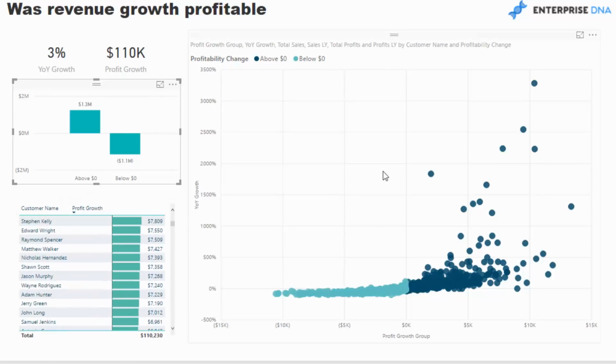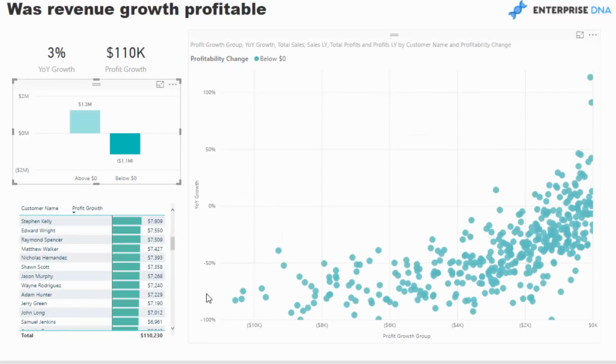With this chart, I can dive in and look at the customers that decreased profit. I can click in there, and in this scatter chart you can see our profit growth, where the profits are declining because they're all negative. On the other axis, I think that's the y-axis, you can see the year-on-year growth. We're trying to drill into these customers where the revenue growth was positive but the profit growth was negative.